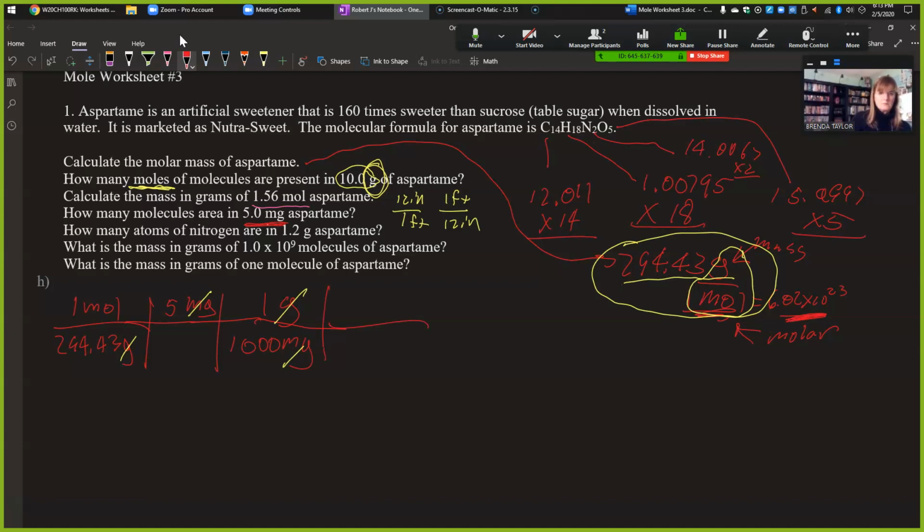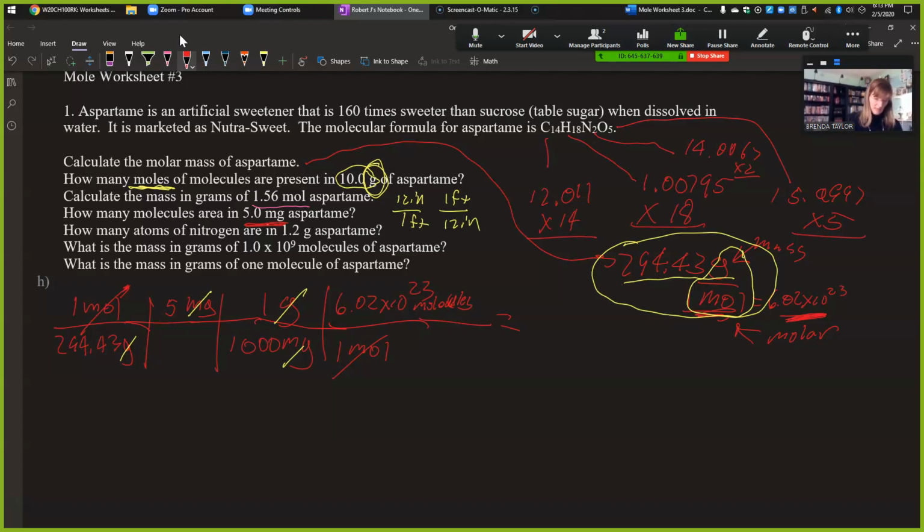So to cancel out this mole unit over here, I'm going to write 1 mole down here, and then I'm going to write 6.02 times 10 to the 23rd, because that's what a mole is equal to. And so now the moles are, in this case, molecules. If I could spell molecule. All right. So this is going to be a really big number.